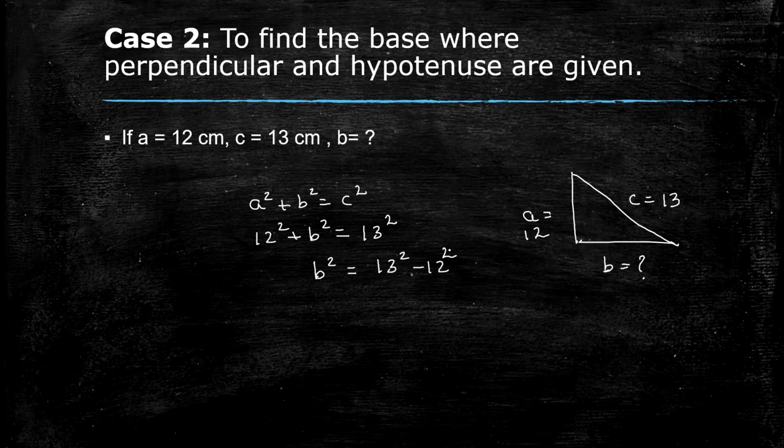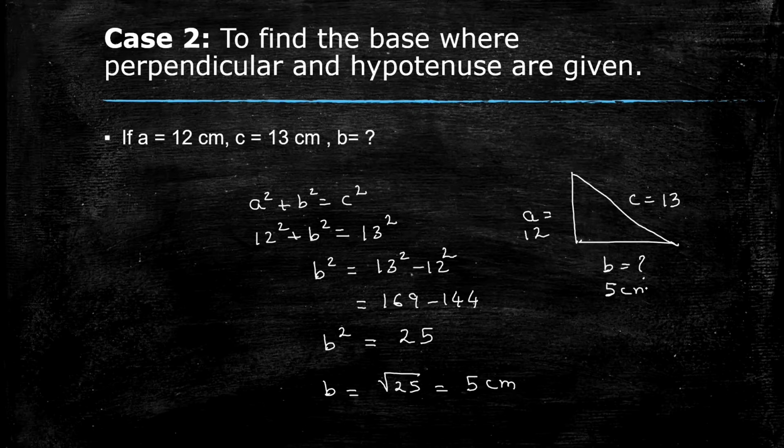B square is equal to 13 square minus 12 square, which is nothing but 169 minus 144. We get it as 25. B square is 25. B is equal to square root of 25, which is nothing but 5. So I have B equal to 5 centimeter. I get the base as 5 centimeter here.